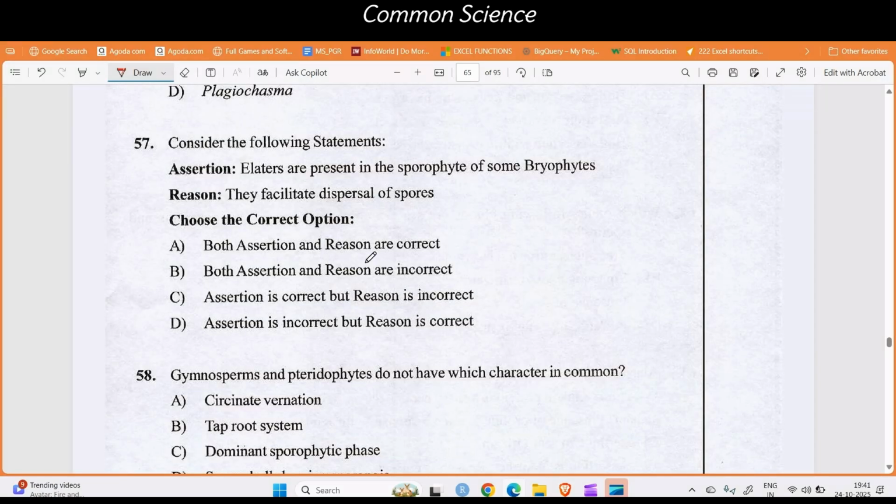Question number 57. Consider the following statements. Elaters are present in the sporophyte of some bryophytes. Yes. They are not present in all, but some bryophytes have elaters which help in spore dispersal. Yes. Both assertion and reason are correct. Option A.